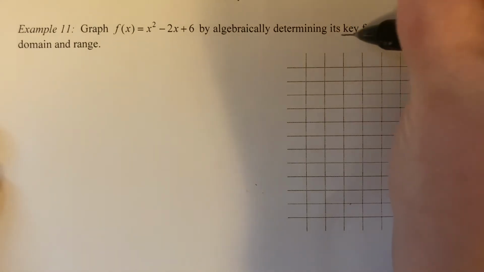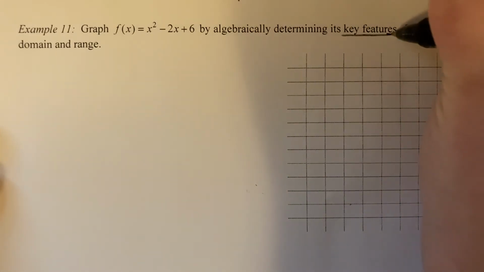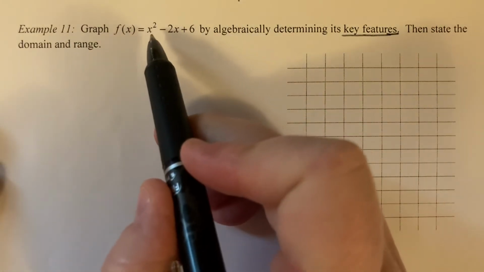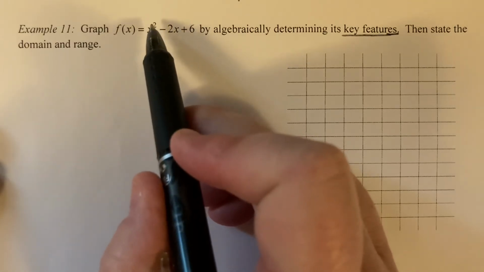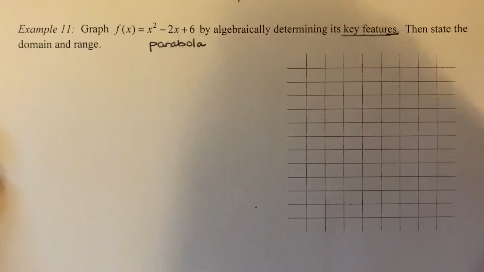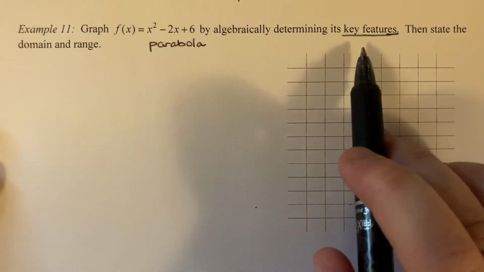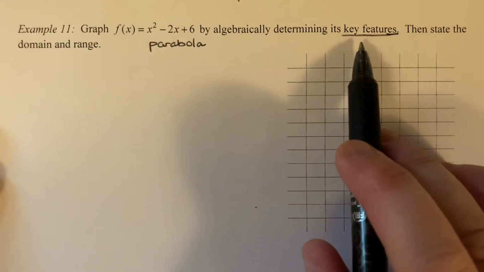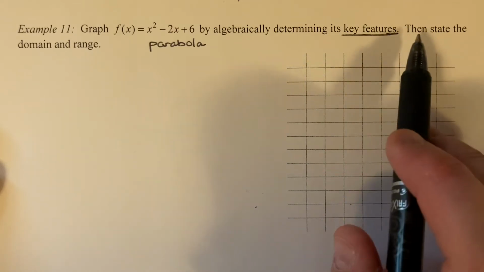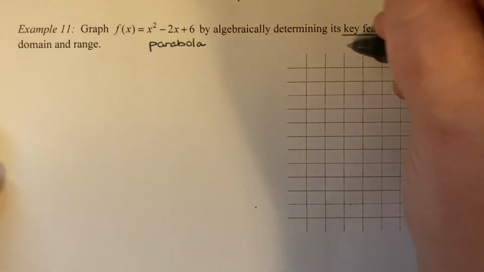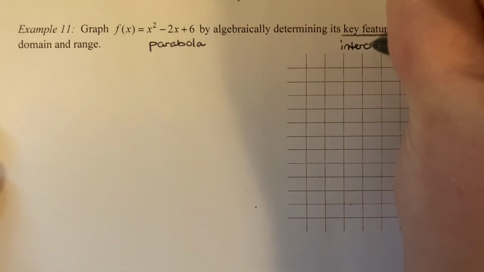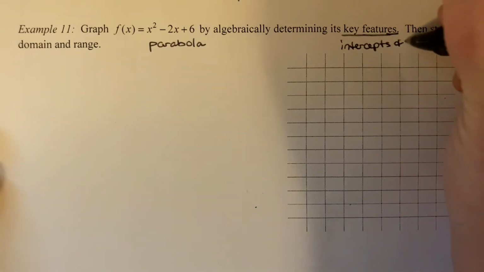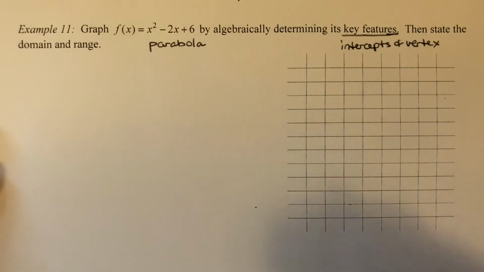All right, let's talk about key features. First is to notice that this is a polynomial of degree 2, so it's going to be a parabola. When we're talking about parabolas, we definitely need the vertex, but then we always include intercepts. So we want intercepts and the vertex when we're graphing these.